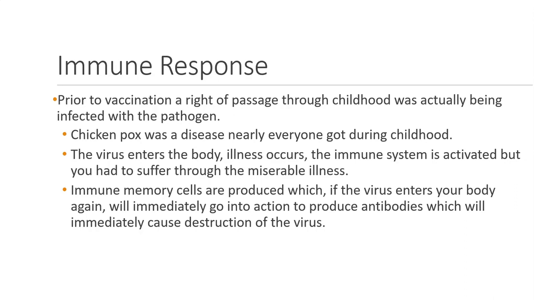Immune memory cells are produced during the disease process, which, if the virus enters your body again, will immediately go into action to produce antibodies which will immediately cause destruction of the virus. Back in the old days, mothers would take their children to houses where these infectious diseases, mumps, measles, chickenpox, were present so that their children would get over it quickly. They wouldn't have to wait for some random event.